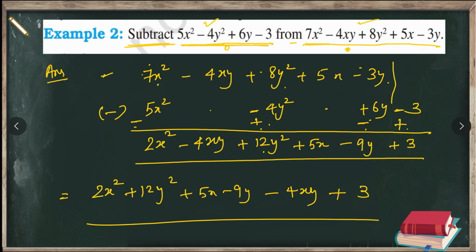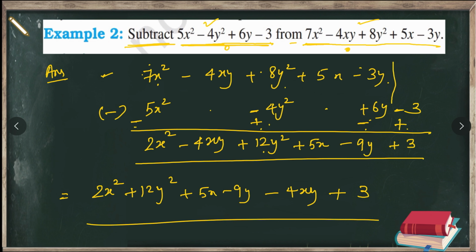Okay, if you don't have any like terms in the polynomial, you will leave that space blank. Okay, now let's move to exercise 9.1, Algebraic Expressions and Identities. We are going to start exercise 9.1.